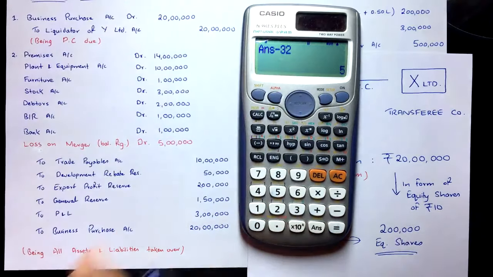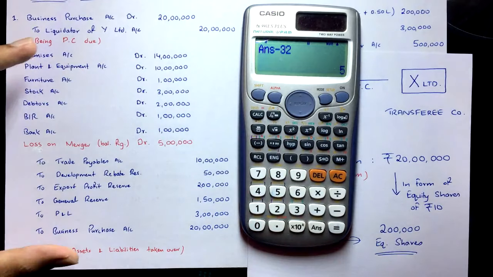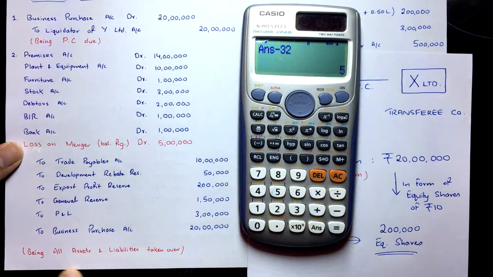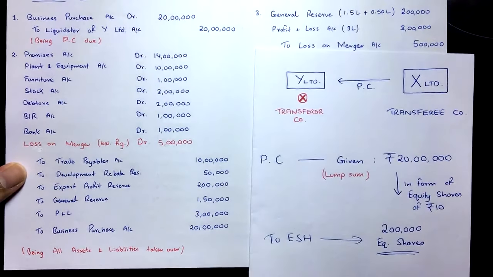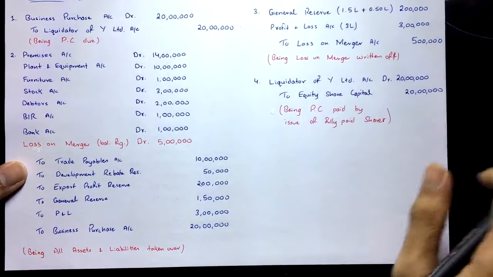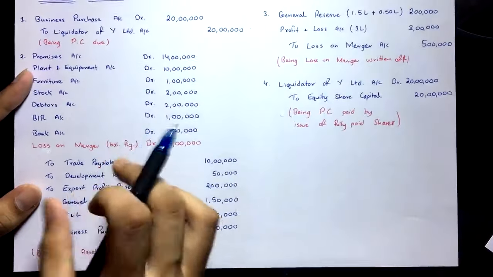Okay. See here how we are going to do that. It's very simple. You got this entry, right? So you have to write being all assets and liabilities taken over and we have loss on merger 5 lakh. You can write that. Then the third entry. See here the third entry. The third entry is, see here, we have to write off this loss.